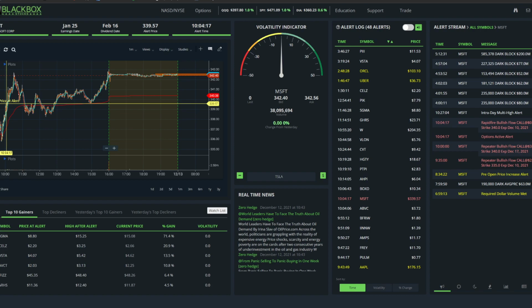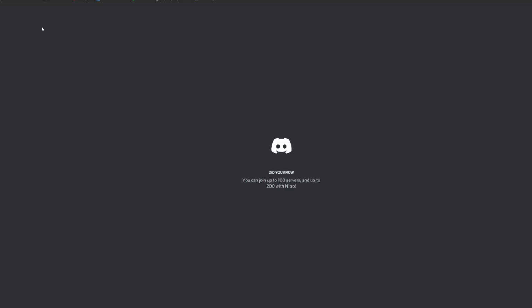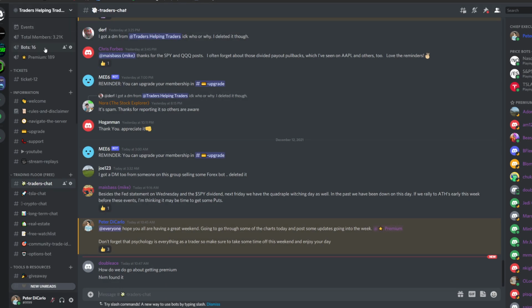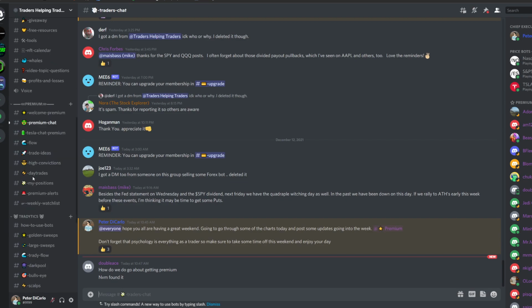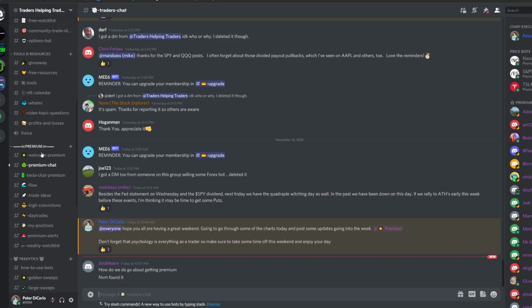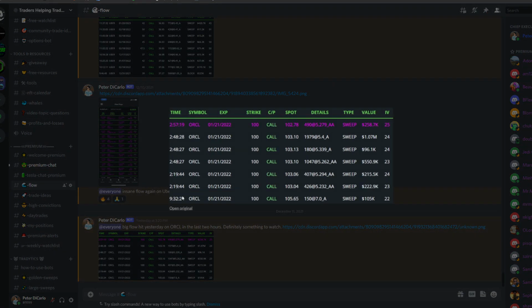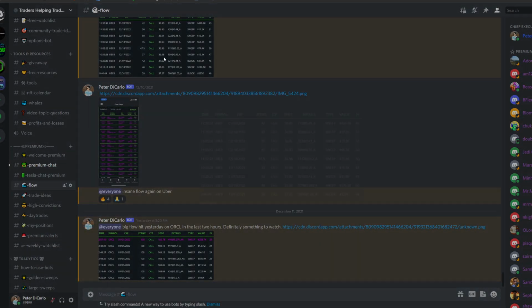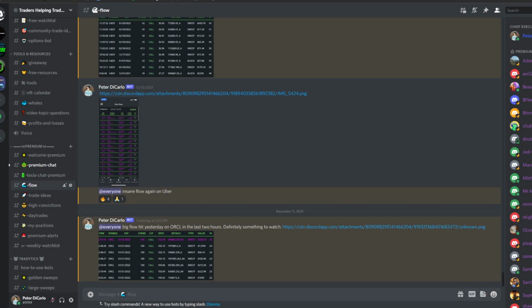So I wanted to go over today how to read flow when I post it from Blackbox, or even when you see it coming in on something like the Tradie Ticks bot, which is in the Discord. In this video, we're going to go over how to actually read the flow on Blackbox. For instance, if you're a premium member and I post something like these flows, you can read them to get the most out of this and truly understand what big money is doing and why they are doing it. So let's get into it.